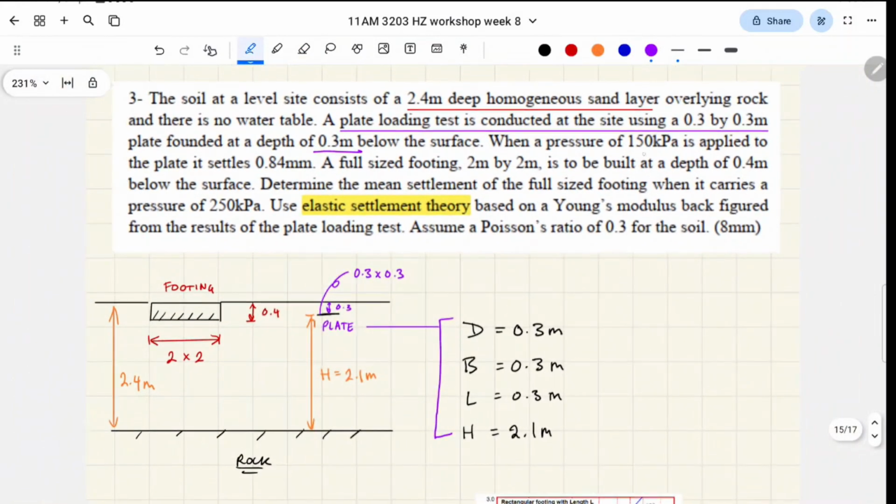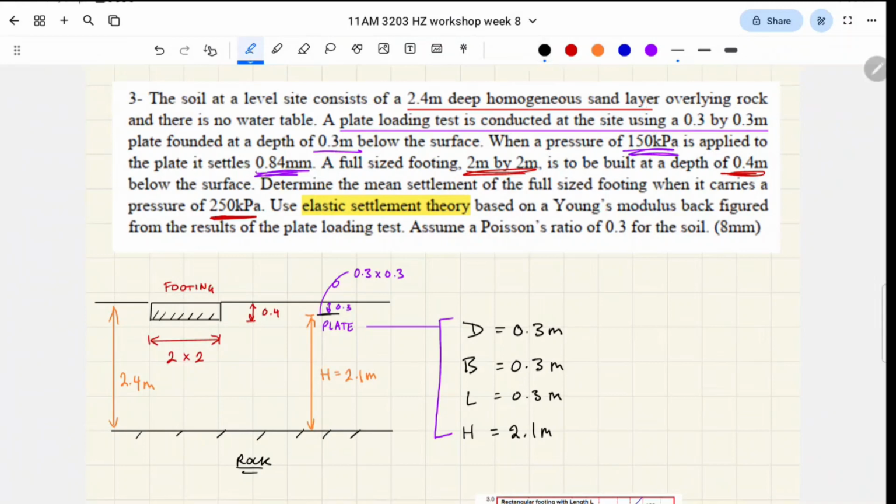When a pressure of 150 kilopascals is applied to the plate, we know that it settles 0.84 millimeters, okay? The full-size footing, right, is 2 meters by 2 meters, and it's going to be built at a depth of 0.4 meters below the surface. It's going to receive a pressure of 250 kilopascals, and we have to determine the amount of settlement that this footing is going to endure, right?